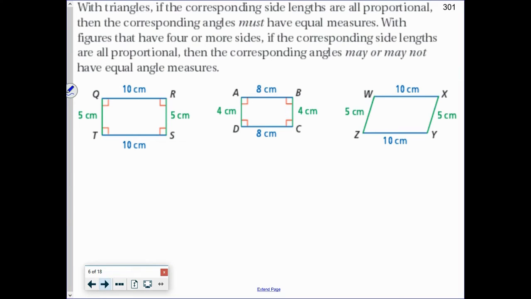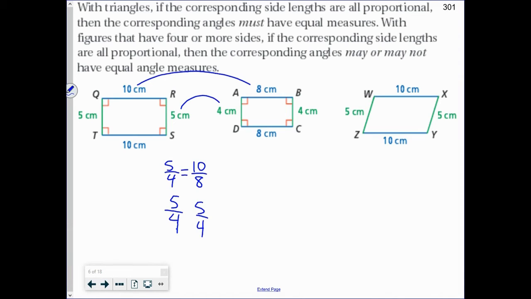It's the rectangle. The other one, which is a parallelogram, is not going to be similar because of the angle measurements in it. But here, if I wanted to compare the ratios of sides to sides, I can take the small side of 5 centimeters and put it over the small side of 4 centimeters. And I can take the large side of 10 centimeters and put it over the large side of 8 centimeters. When I reduce that, they both reduce down to 5 to 4, which is equal. So the corresponding sides are equal.